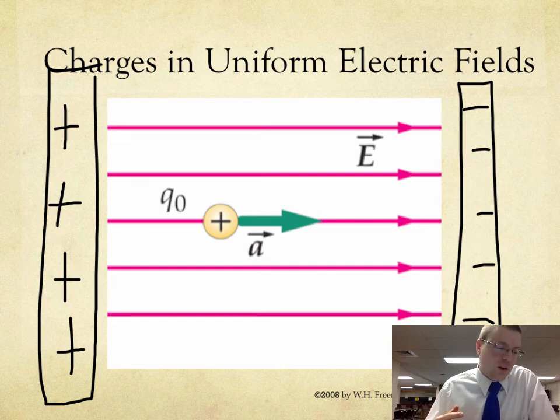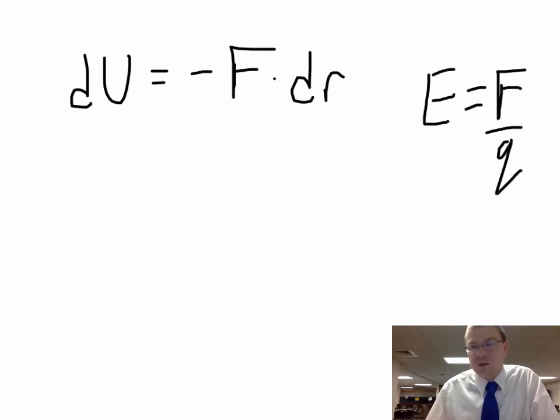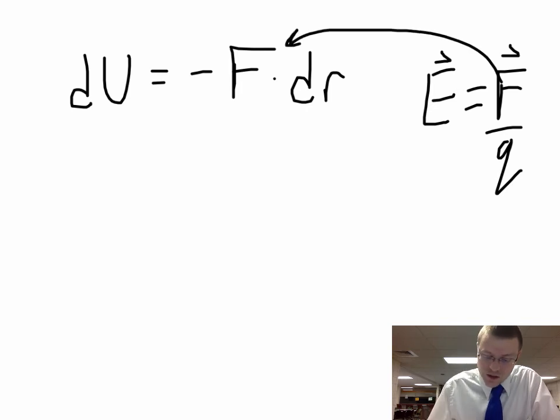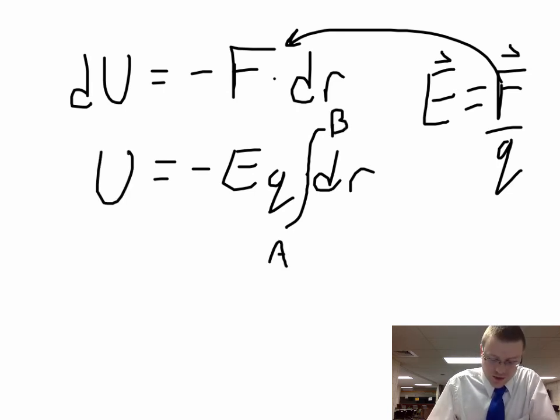If we want to find the work done by a constant field, we can do our same setup we did before. So dU is the negative integral of force dot dr. This time the electric force is coming from the electric field, and since it's a steady field, we can just go with the definition of electric field being force per charge. So really, if I want to solve for force, I can put that in here and get negative EQ dotted with the displacement. That means I'm going to integrate from any 2 locations that I pick in there, so from point A to point B, and dU will just become my change in energy.